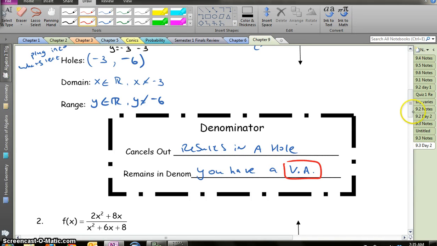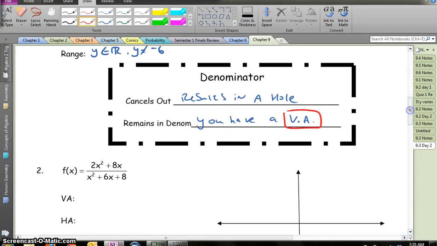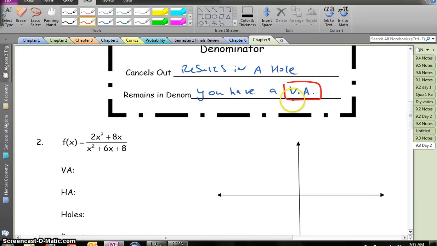Okay, now let's say this next example is unique because one's going to cancel out and one's going to stay in the denominator. So we're actually going to have an asymptote and a hole. Watch. Okay, but that's kind of how we sum it up.